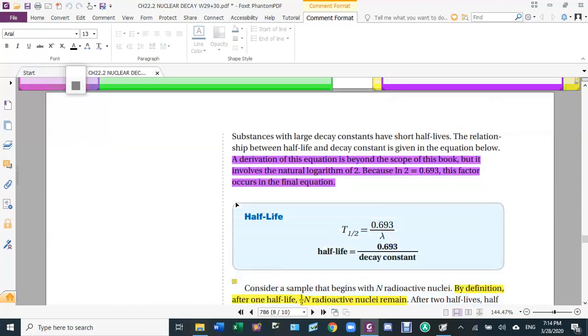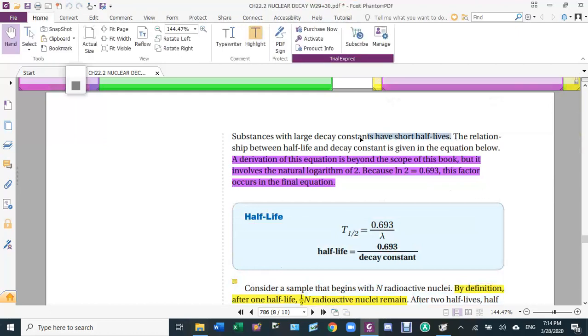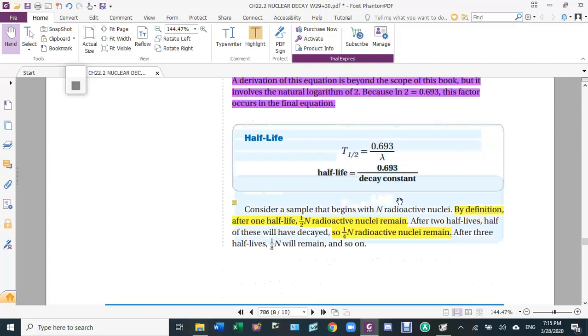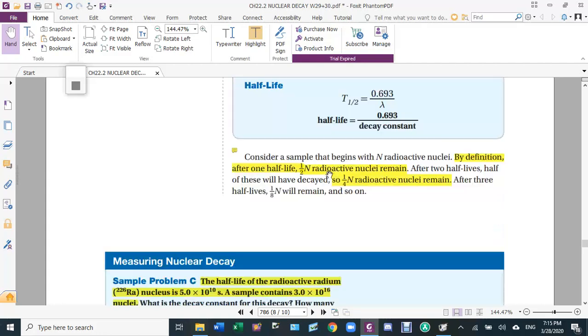Now, substances with large decay constants have a short half-life. Pay attention to this information. Now, the relationship between half-life and decay constant is given by the equation below. A derivation of this equation is beyond the scope of this lecture and is given at the end of the book. Logarithm 2 equals 0.693. This equation is used to solve problems.